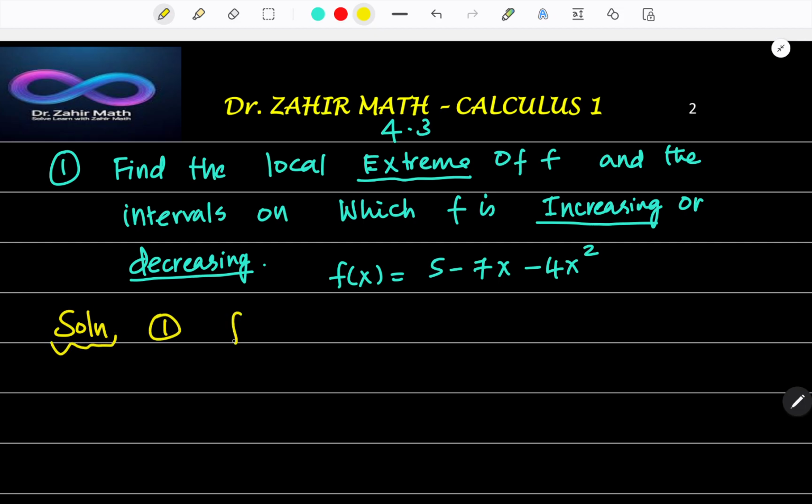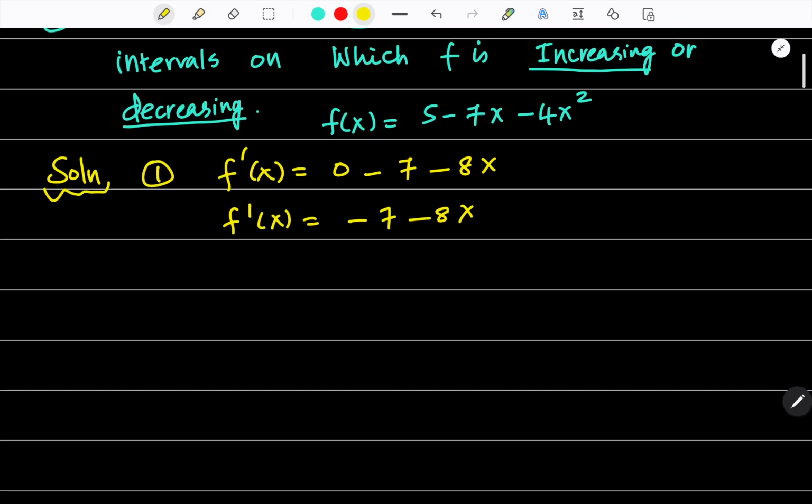Right. Step number 1 is find f dash of x. What is your f dash of x? 0 minus 7 minus 8x. So f dash of x equals minus 7 minus 8x. This is step number 1. Step number 2, what is that?